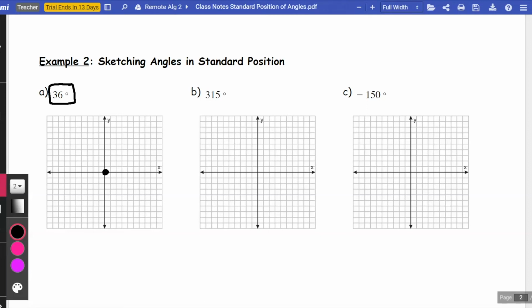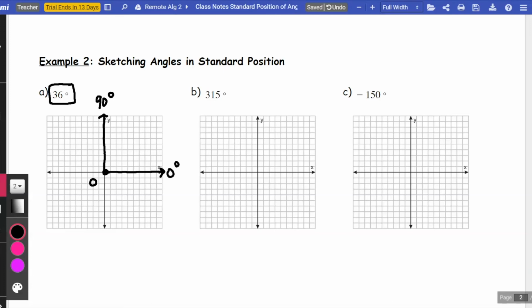Here's my origin. My initial side is always going to go on that positive x-axis. And then let me think about where 36 degrees would be. If this is 0 degrees, this is 90 degrees. I know 36 is kind of close to 30. So I could actually count by 30s between 0 and 90.